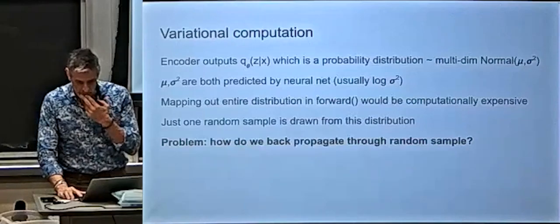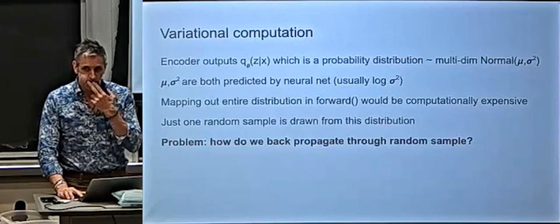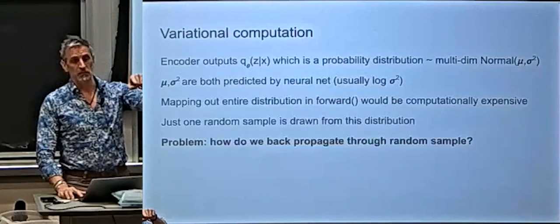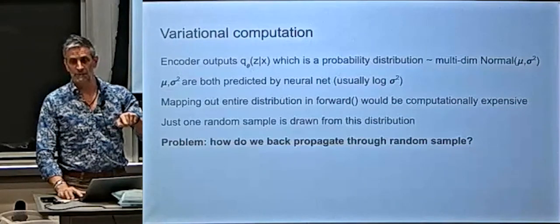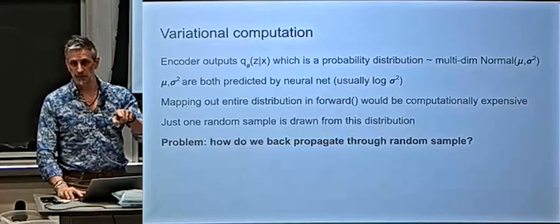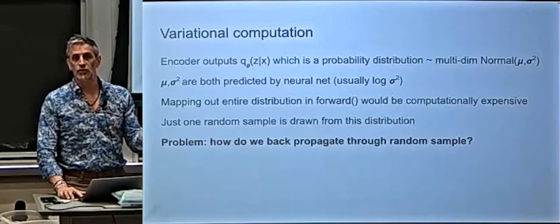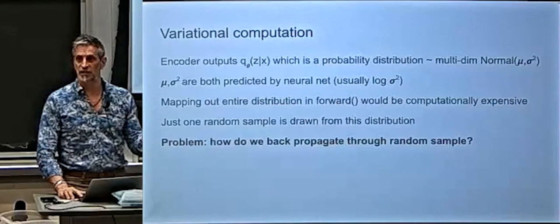Okay? So now we've got an encoder that outputs a mean and a standard deviation, and then we're going to take a random sample. We're going to take a sample from that distribution. I don't know how to differentiate that.